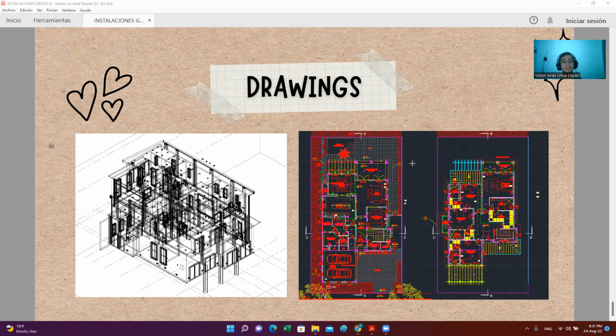For drawings, a preliminary location of luminaires and electrical outlets was made in AutoCAD, and then the installations were made in Revit for 3D.